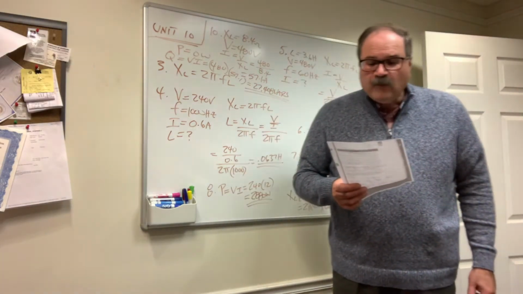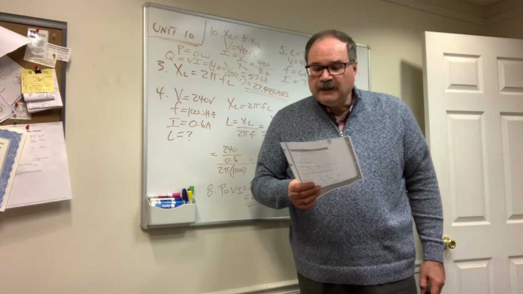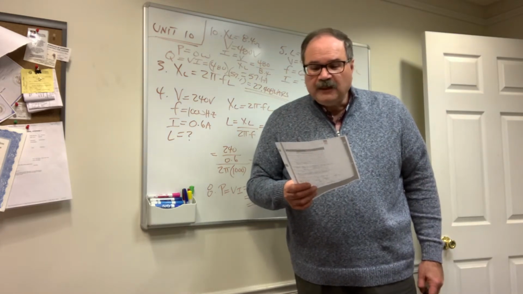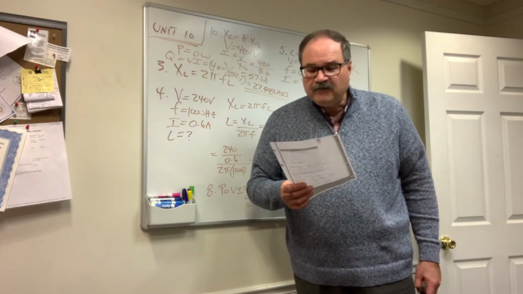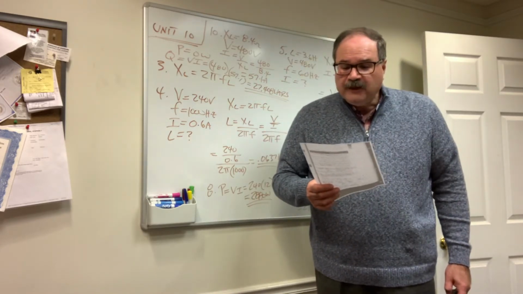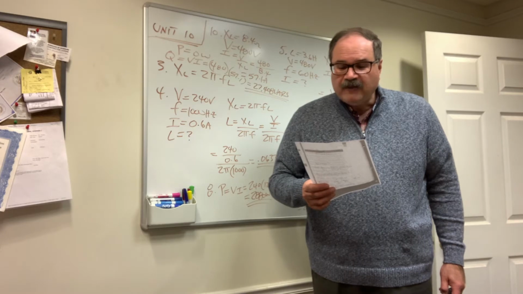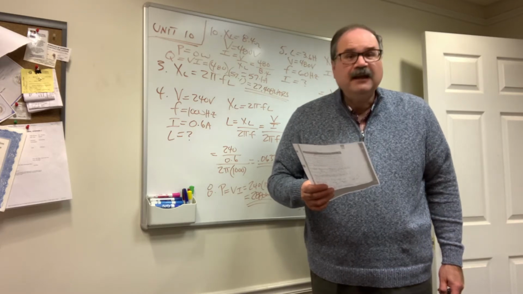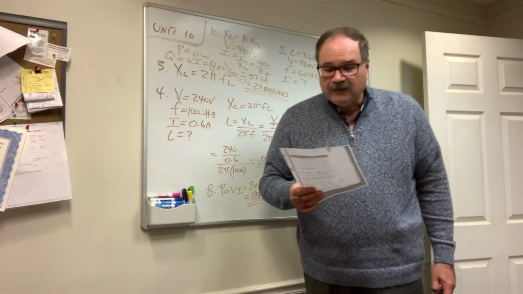Question 1, how many degrees are the current and voltage out of phase with each other in a purely resistive circuit? 0 degrees. Question 2, how many degrees are the current and voltage out of phase with each other in a purely inductive circuit? 90 degrees.